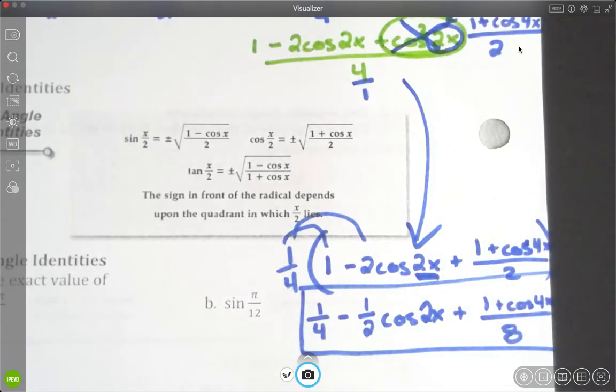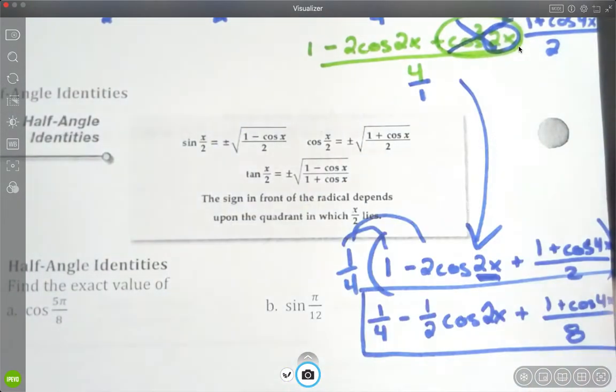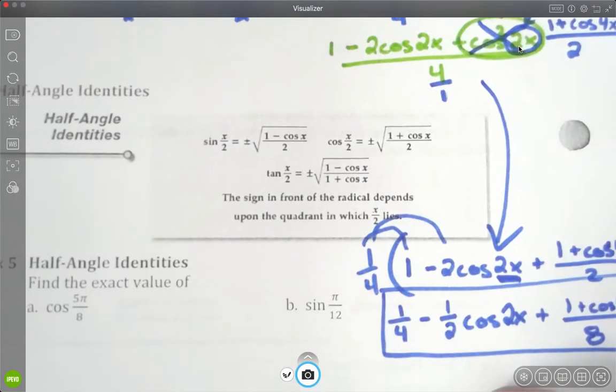Okay. All right, now half angle identities. Sine of x divided by 2, cosine of x divided by 2, those type of things.